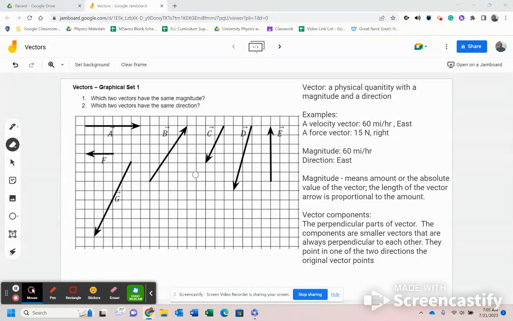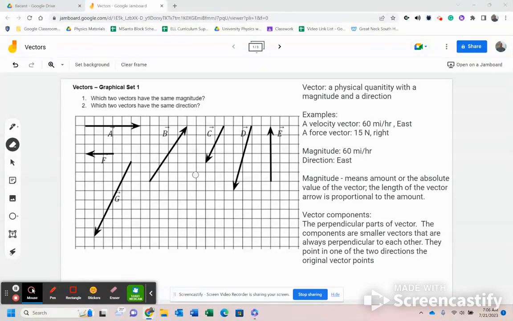For example, if we talk about a velocity vector, velocity is the speed of an object with a direction. So 60 miles an hour to the east. The magnitude or the amount would be 60 miles an hour. The direction would be east. A force vector, an example of that would be 15 newtons to the right. It tells you how much force is exerted and the direction in which it is exerted.